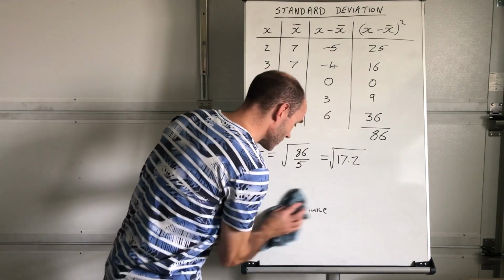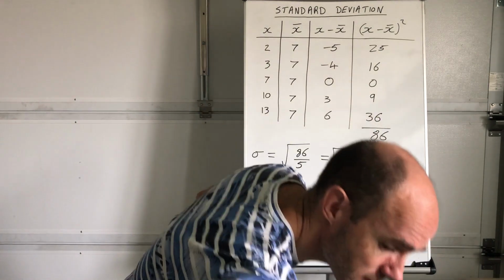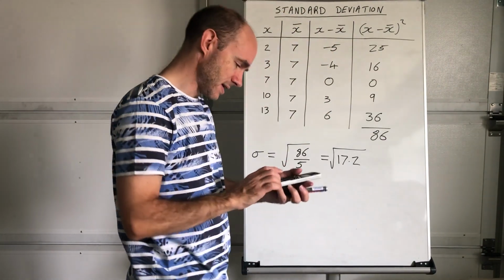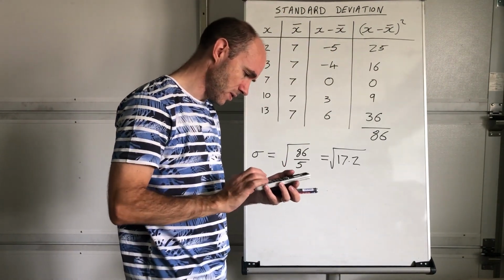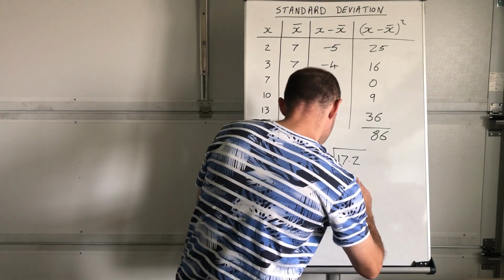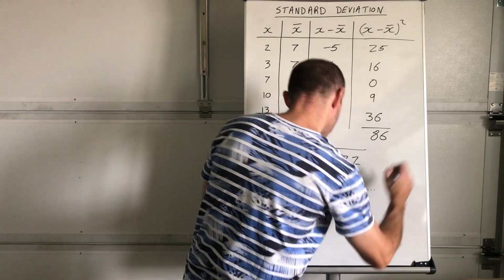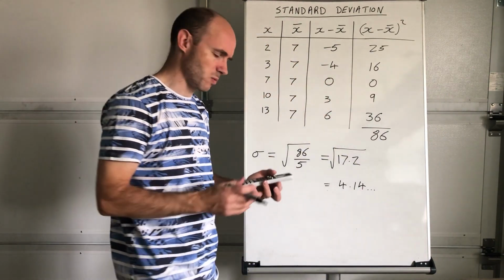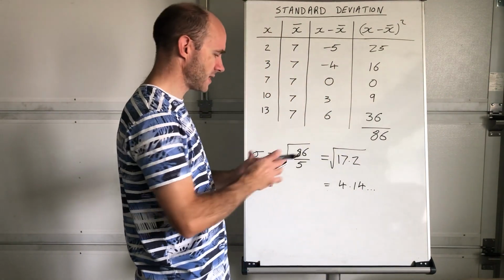This is when you get your calculator out and work out what that is. Everyone should have their calculator handy, of course. So the square root of 17.2 equals 4.14 something. You can round it if you want, 4.15. That's our standard deviation.